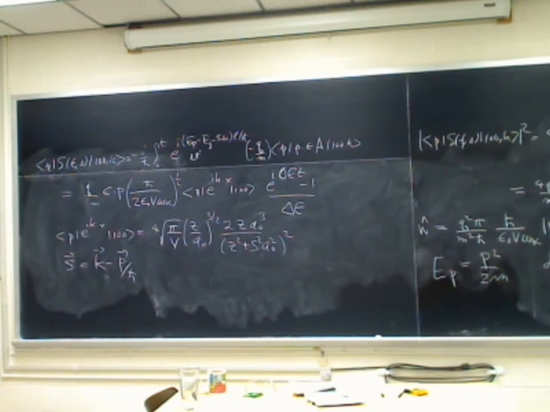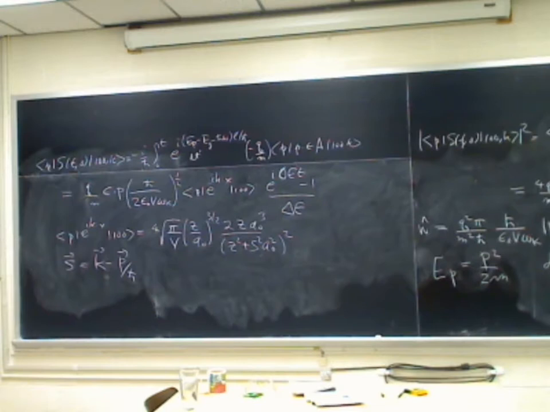So the total rate is 2b over 2 pi h bar cubed integral p squared dp dΩ, which is 2bm over 2 pi h bar cubed integral p dE of p dΩ. The reason for going to dE of p is that then you can do the delta function without worrying about the scaling factor.